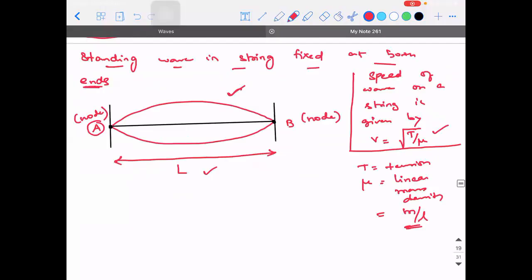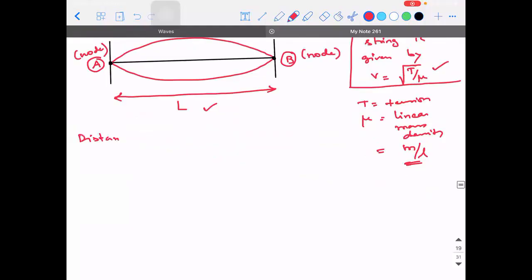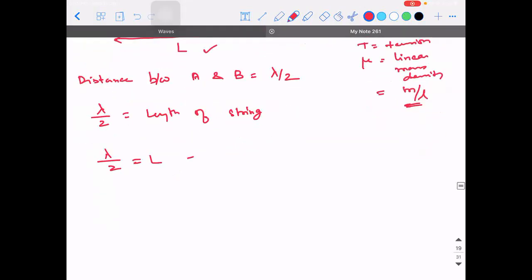So if A is taken as the first node, then B is taken as the second node, then aren't they the successive nodes? So what should be the distance between A and B? Lambda by 2. But that lambda by 2 is nothing but the length of the string, because AB is also equal to L. So can I write lambda by 2 is equal to L? Which implies lambda is equal to 2L.